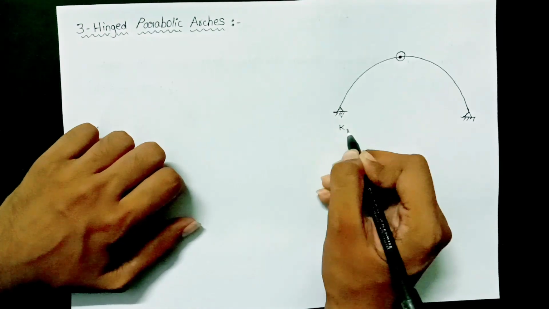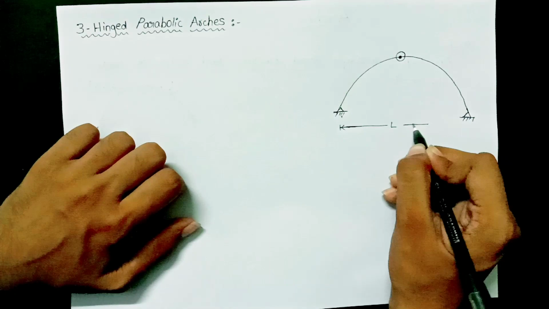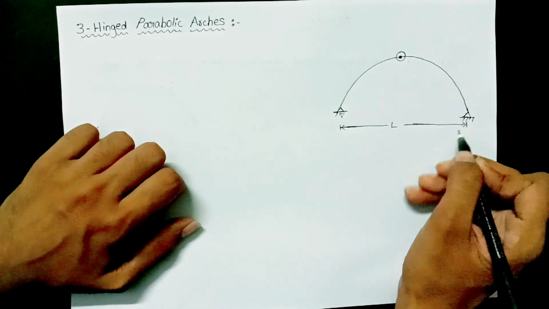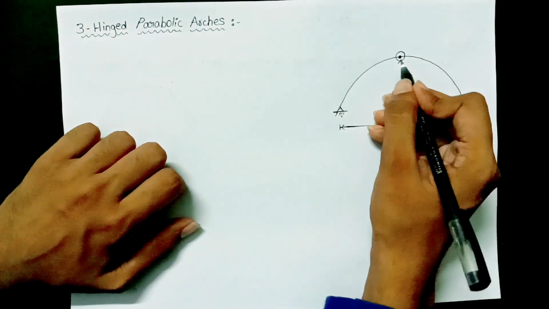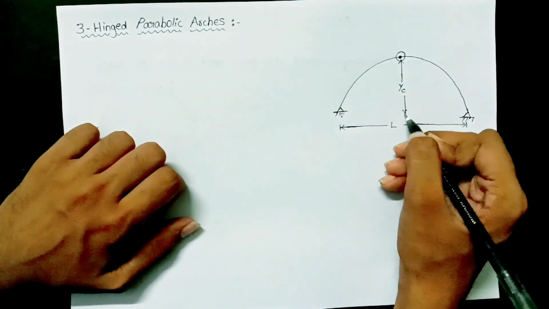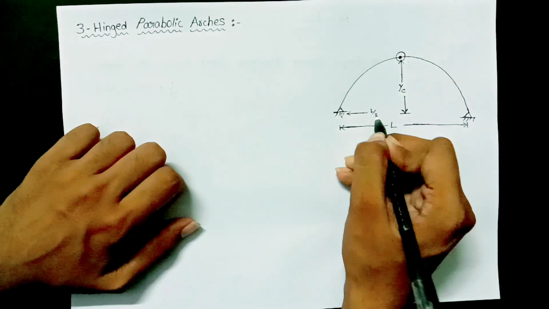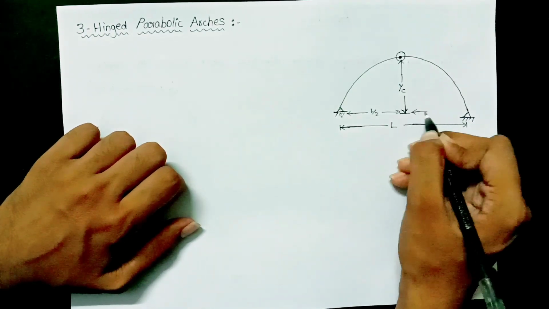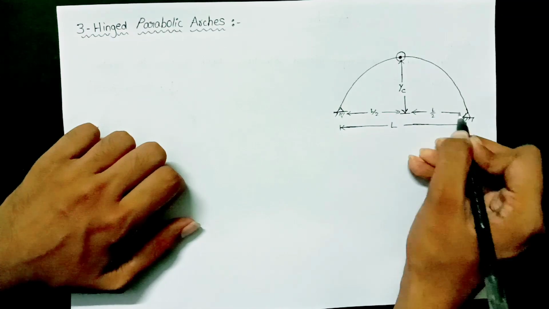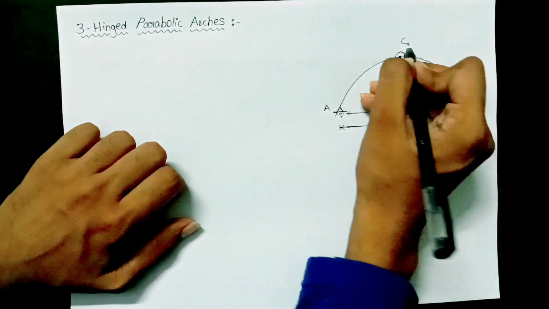Now the span of the arch I am taking as capital L, and this is the central rise. I am taking yc as the central rise. So the distance is L by 2 and L by 2 from either of the supports. So this is point A, point B and point C.